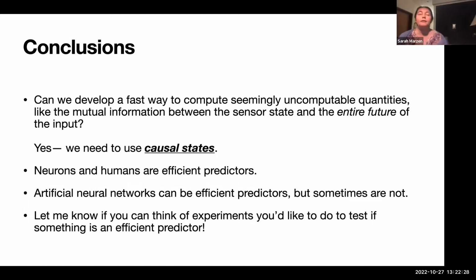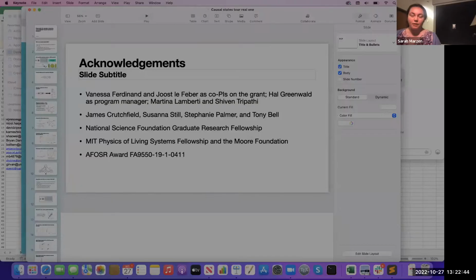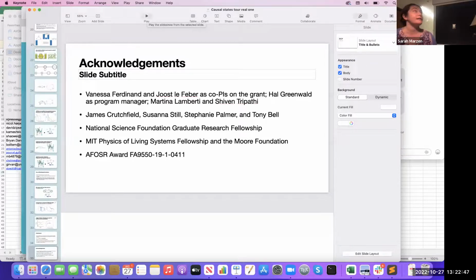And if you are in the audience and you have experiments where you're interested in whether or not the thing that you're studying is predicting well, come talk to me. It probably is very easy to set up an experiment where we can test whether or not what you're studying is predicting well.